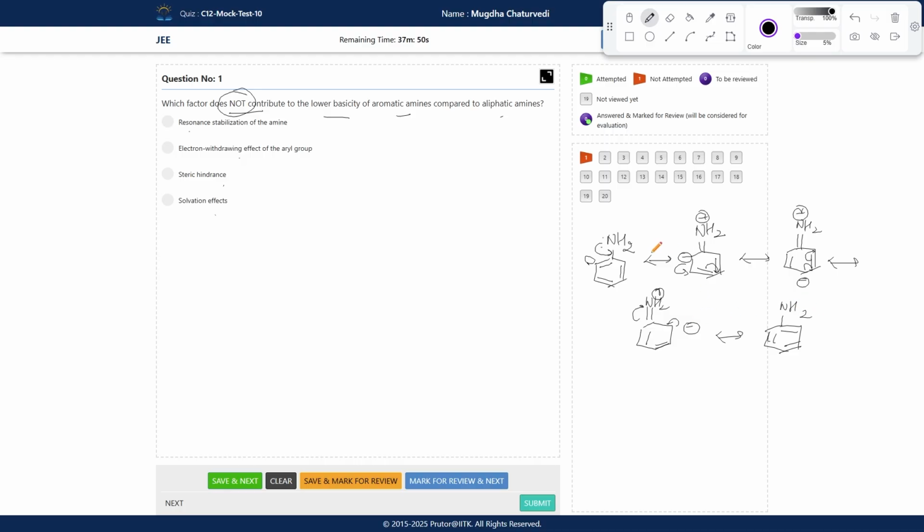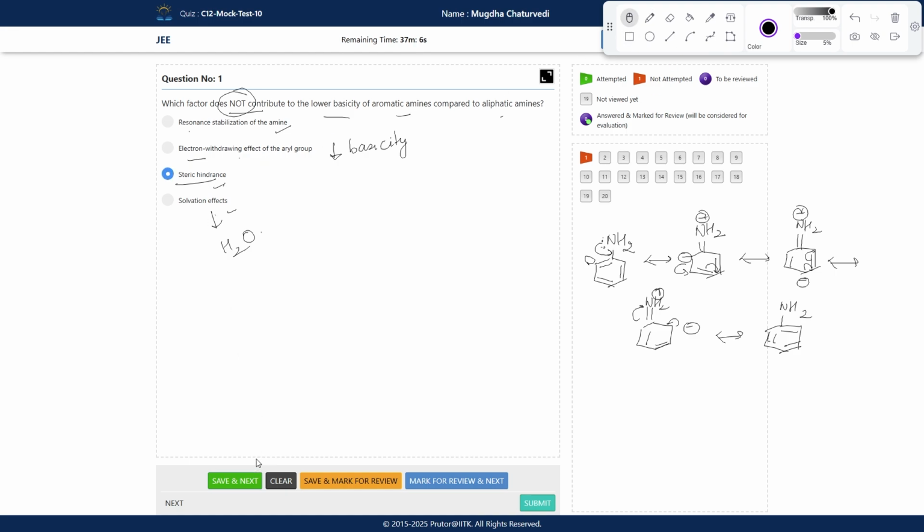Here you will see that the lone pair of electrons is delocalized into the ring, so this factor contributes. Next, the electron withdrawing effect: electron withdrawing groups pull the electron density away from the nitrogen, and this also decreases the basicity. The solvation effect tells us how the protonated form interacts with water. So the factor which contributes least is steric hindrance. The right answer for this question will be C, that is steric hindrance.